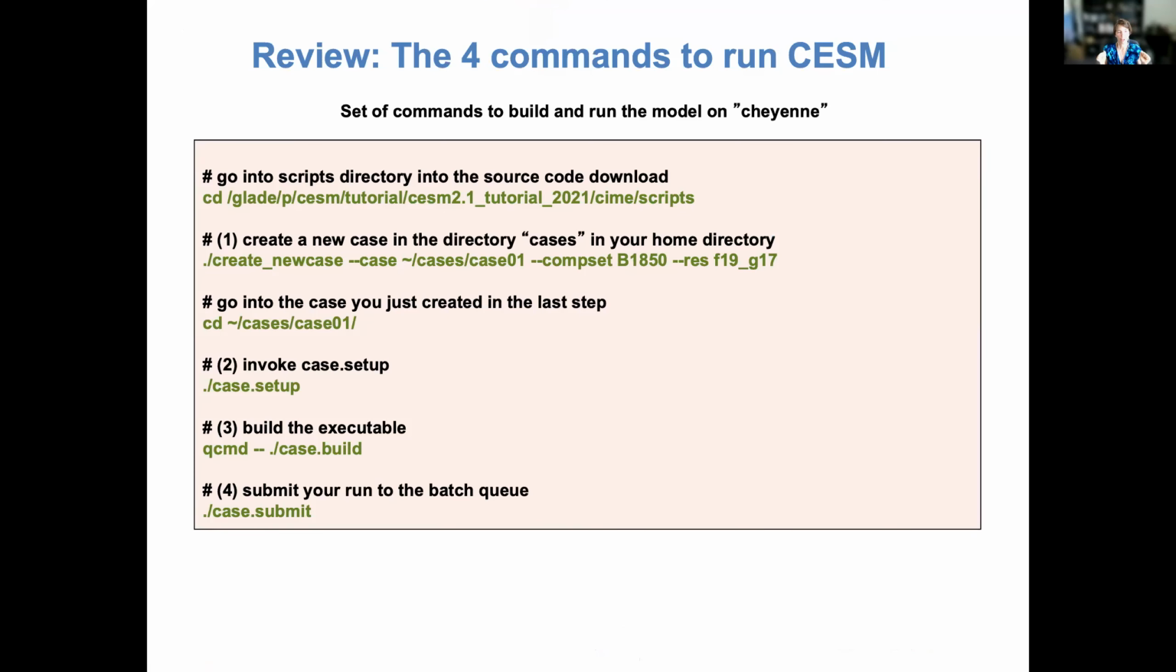Then this is a slide that you can keep on the side. It's the four steps, how to build and run the model on Cheyenne. First you create a new case, then you go into your case directory, you invoke the case setup command, then you build the executable with the command case build, and then you run your job. You put your job in the batch queue with the case submit command. And as a reminder, this qcmd is for Cheyenne. On other machines you don't have to use this qcmd.